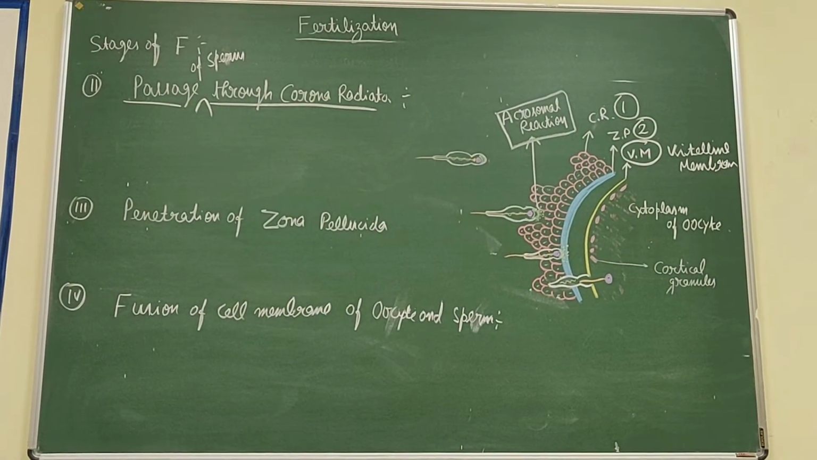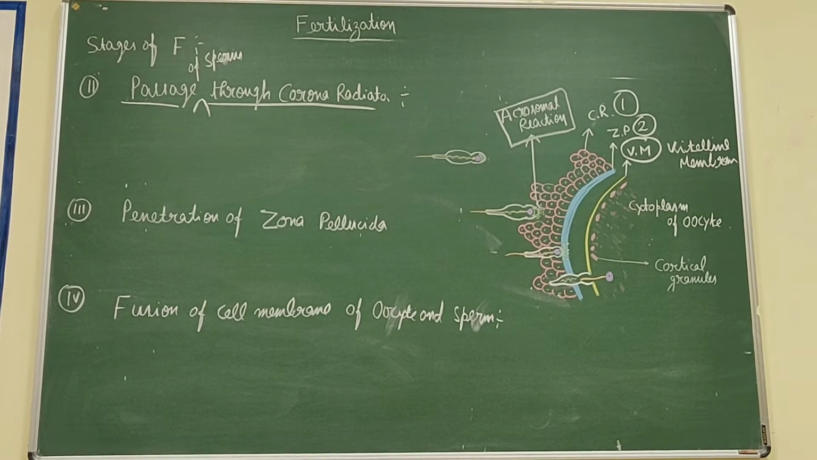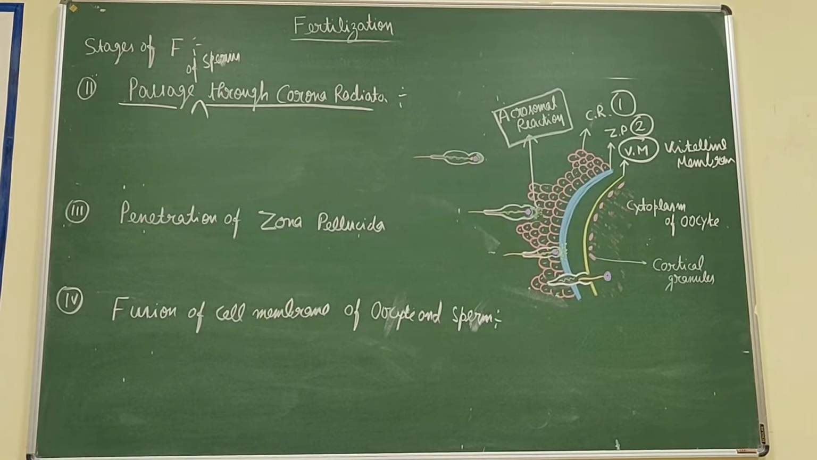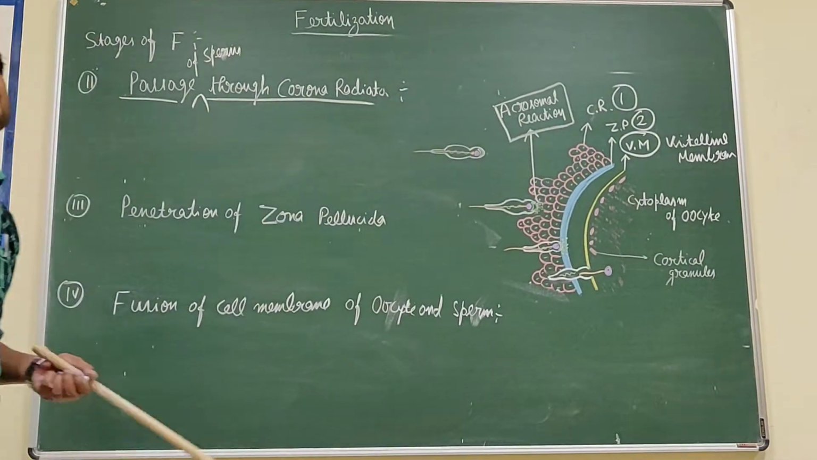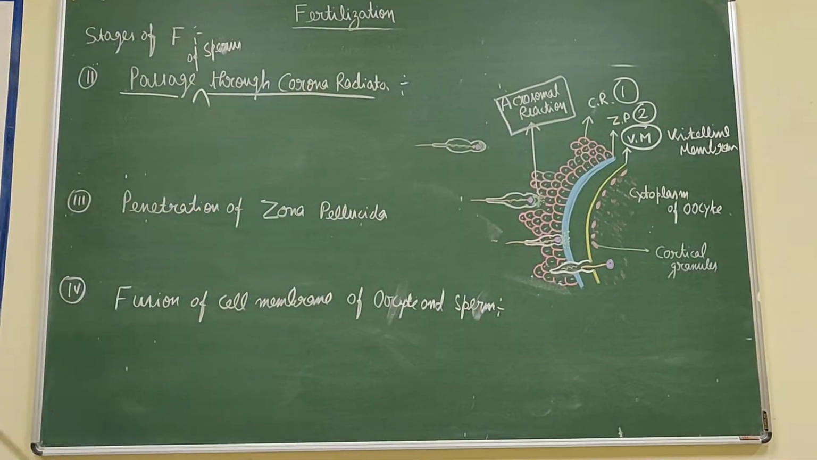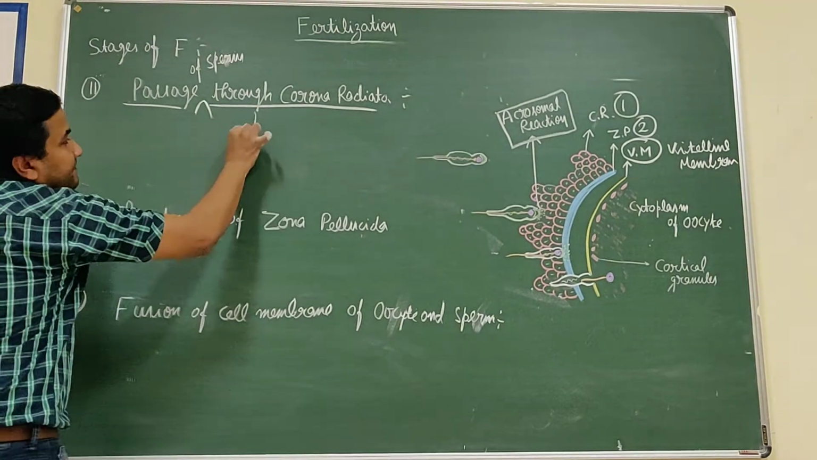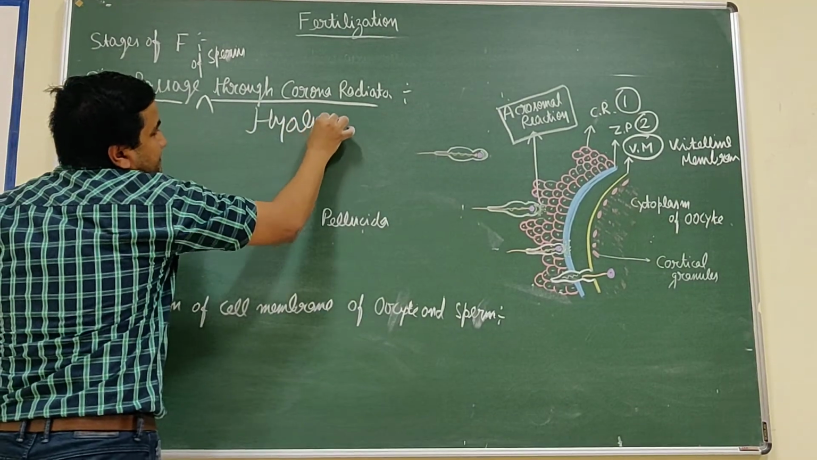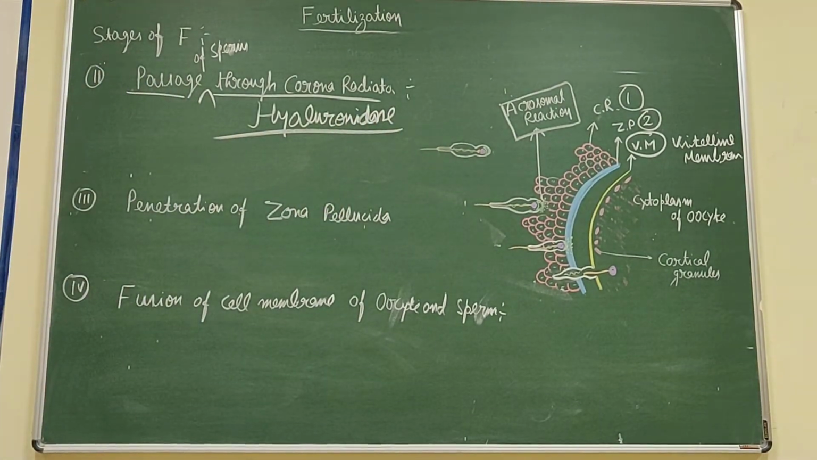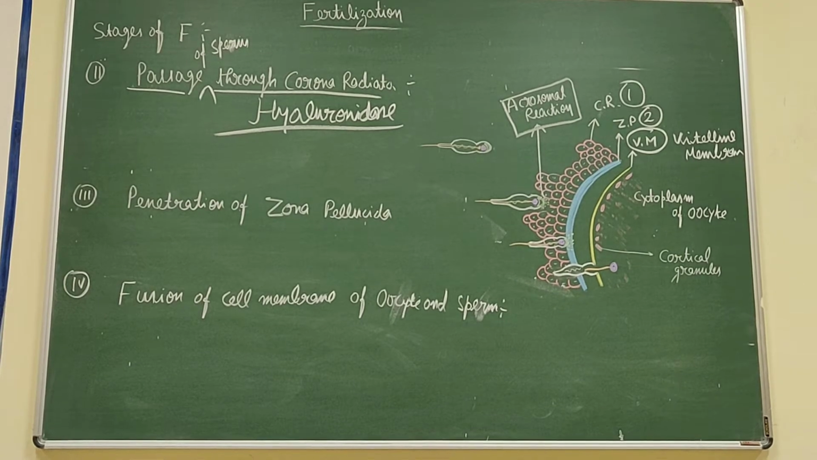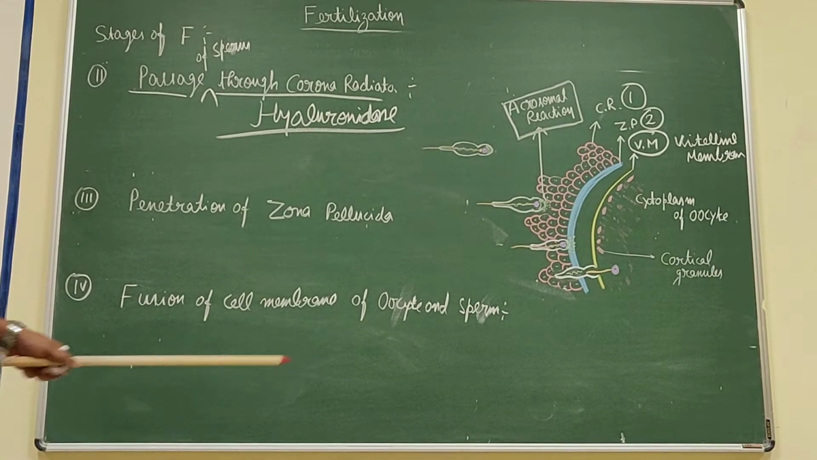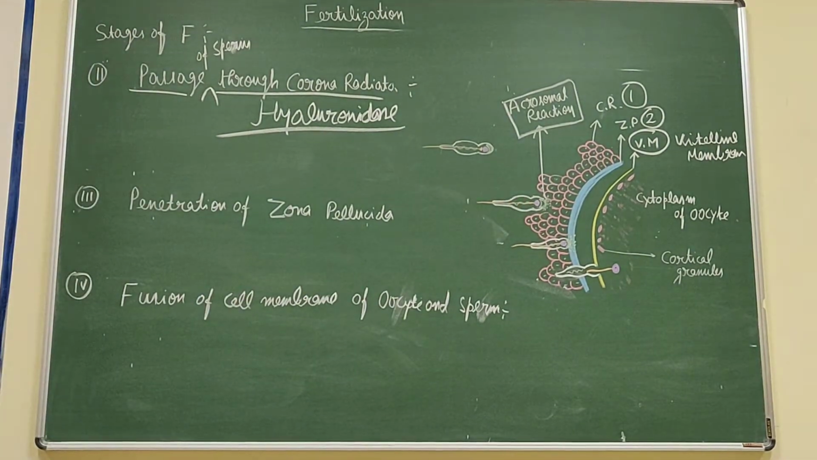A capacitated sperm easily passes through these corona radiata cells, and it is the acrosomal reaction that helps in the passage through the corona radiata. It is the enzyme hyaluronidase secreted by these acrosomal caps that helps in the digestion of these corona radiata cells.